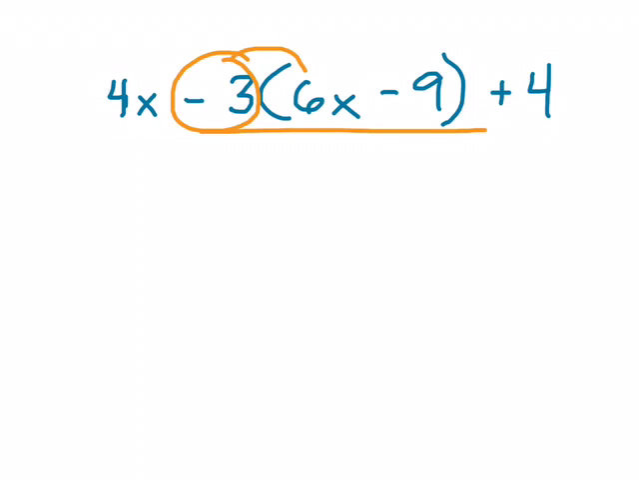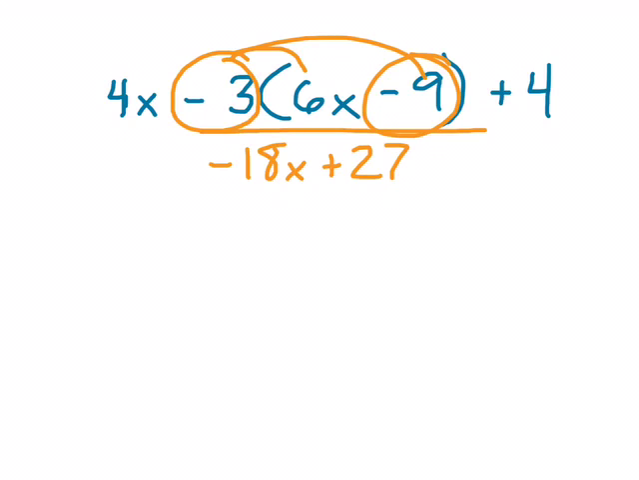So negative 3 times 6, negative 3 times negative 9. So negative 3 times 6 is negative 18 x's, because there's the x there. And negative 3 times negative 9 is positive 27. And from there, I'm good to go.